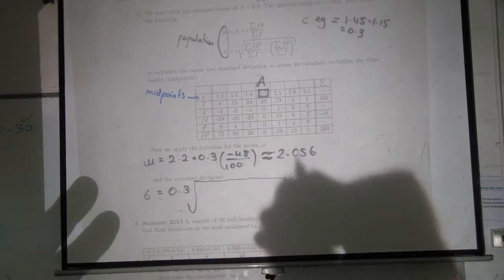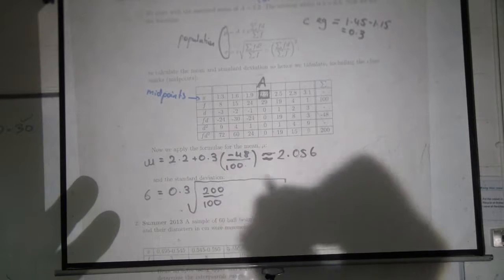And then the population standard deviation sigma is equal to C, which is 0.3, square root, add up F by D squared, 200, over 100, minus add up F by D, which is minus 48, over add up F, which is 100, squared. And surely this will be approximate, 0.3991.